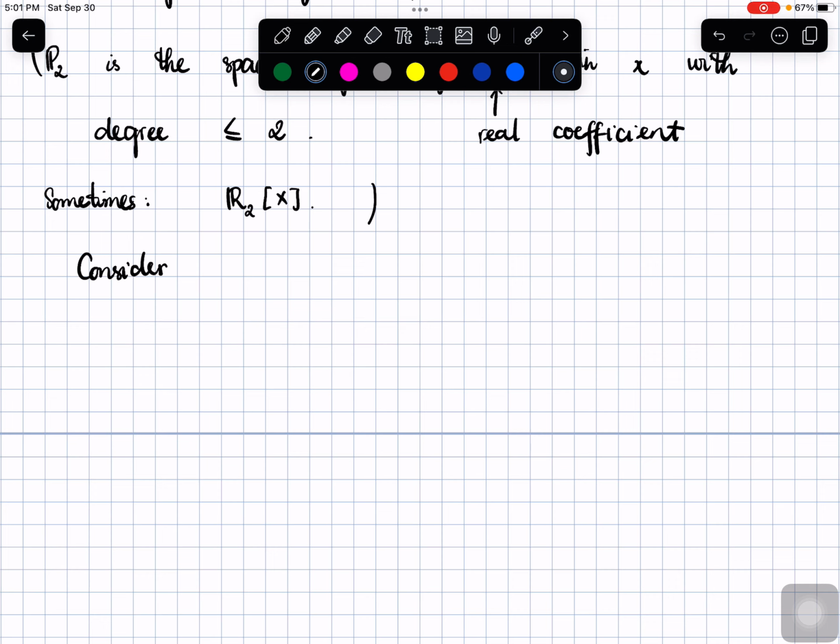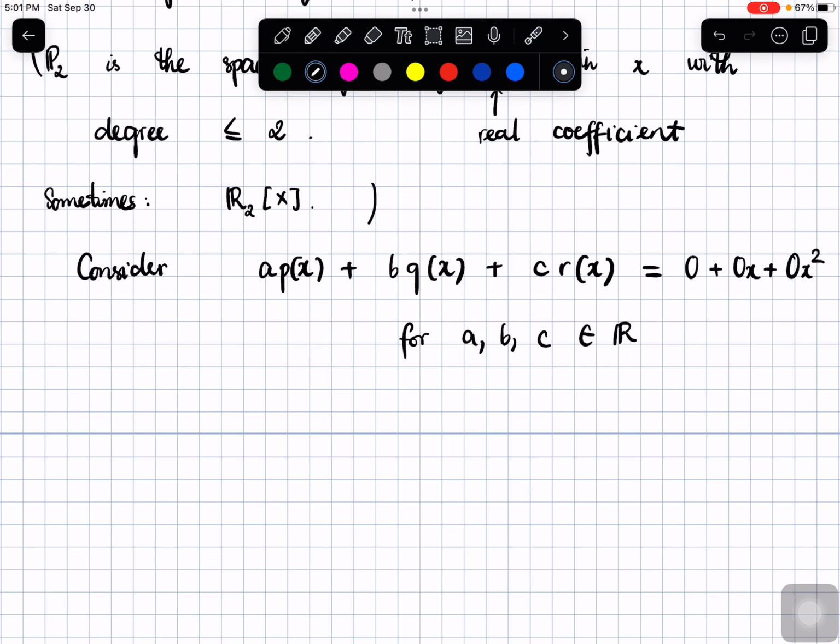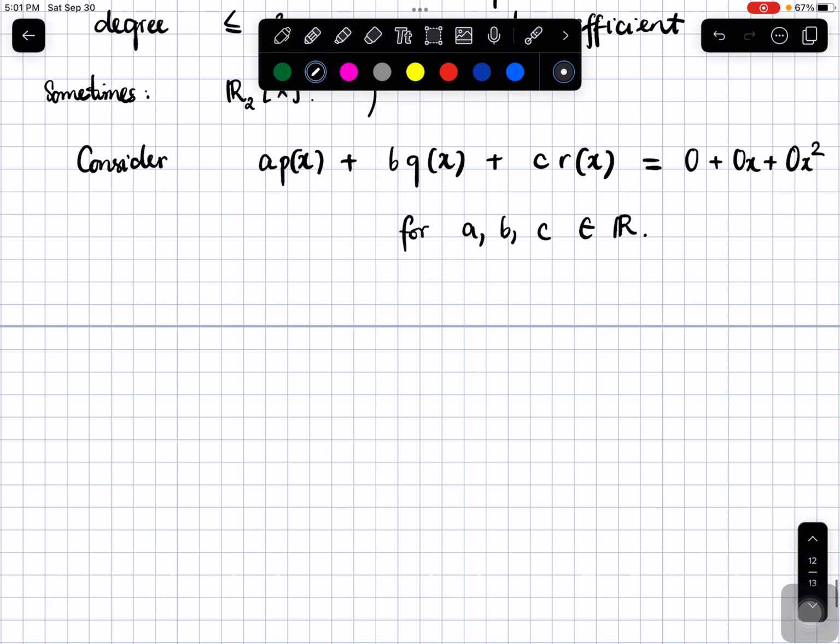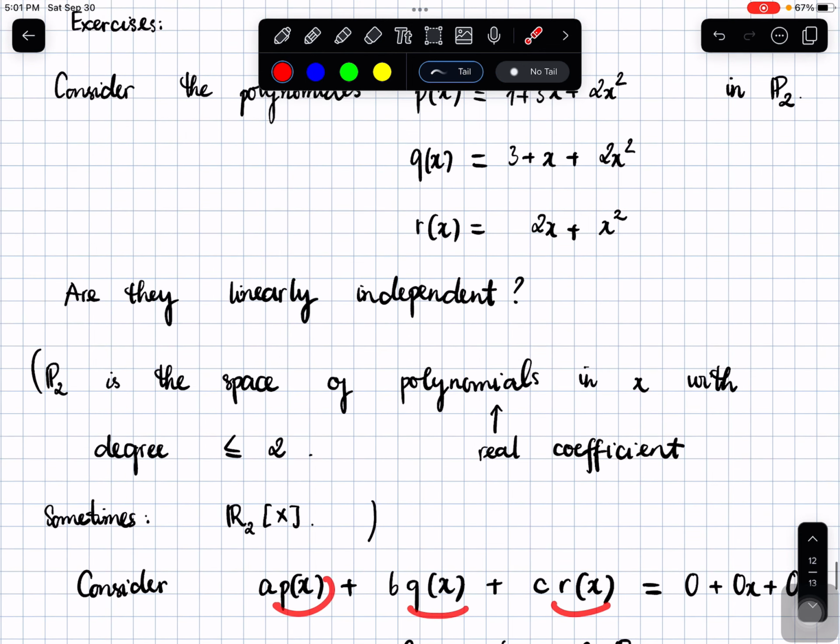Consider, say, a p(x) plus b q(x) plus c r(x) equal to 0 in this vector space. So 0 in this vector space is 0 plus 0x plus 0x squared, for a, b, and c scalars, in this case real numbers. So we replace p(x), q(x), and r(x) by all three polynomials.